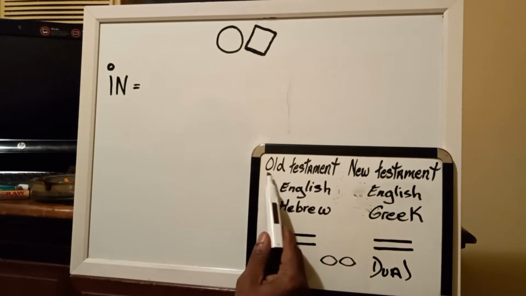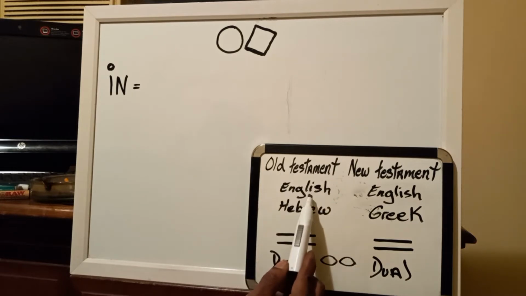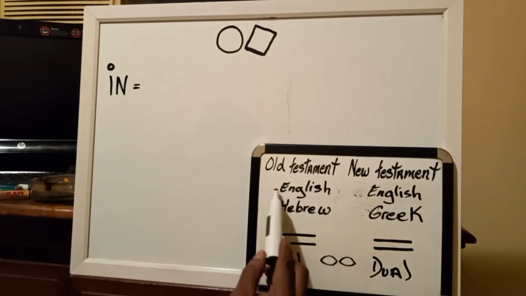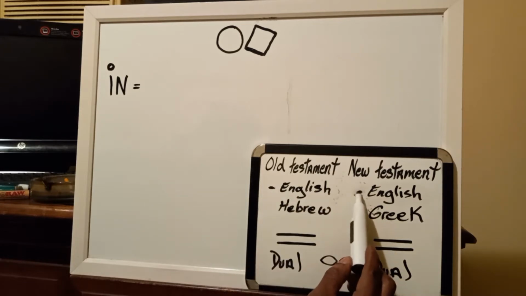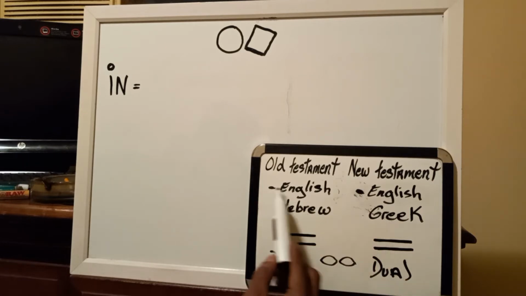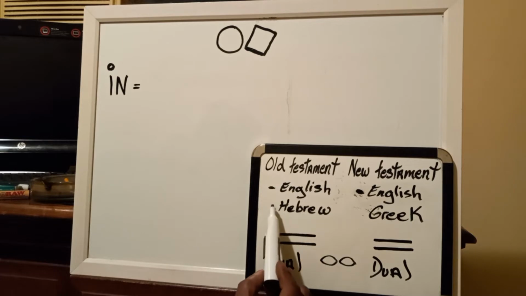See, the Old Testament, you have to read it in English and Hebrew. You can't just read this. In the New Testament, same thing. This is what a lot of people are doing. They're reading just the English. But it's 2 here. You have to read the Hebrew and you have to read the Greek.